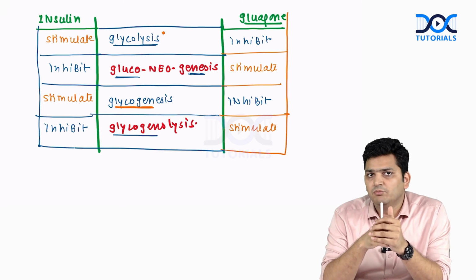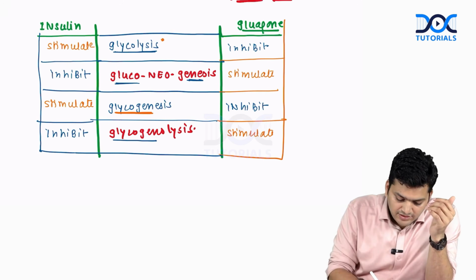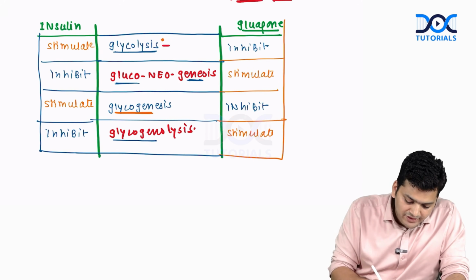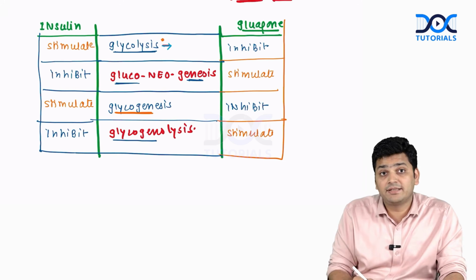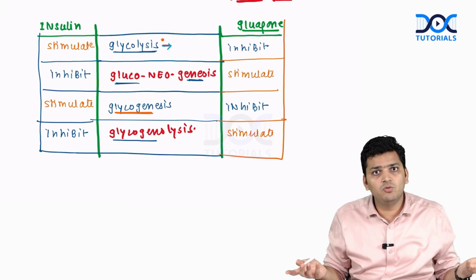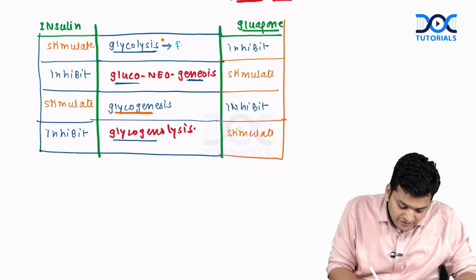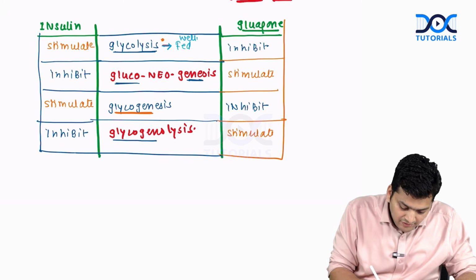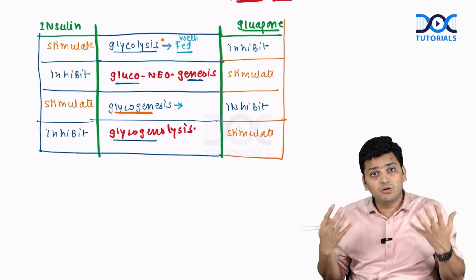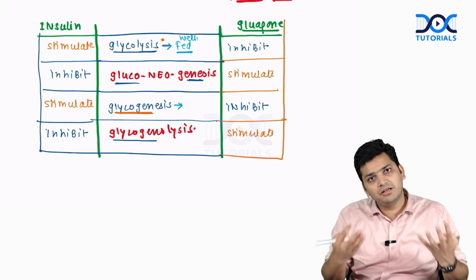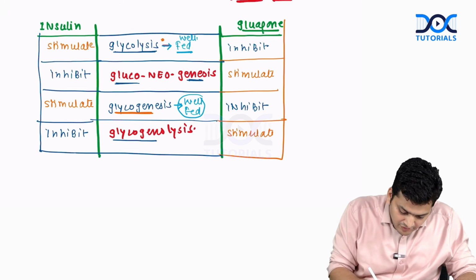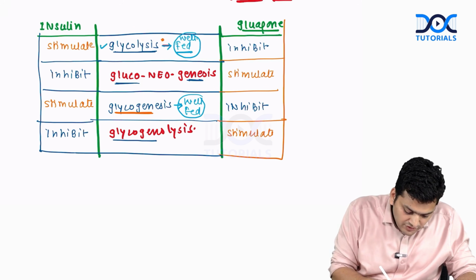Now answer me one more question: in which state do these processes occur? For example, will glycolysis occur in the well-fed state or the fasting state? Glycolysis is the breakdown of glucose. When will you break down glucose? When you have more glucose. So it occurs in the well-fed state. Glycogenesis, you are making more glycogen. When will you make glycogen? When you have extra glucose, meaning in the well-fed state. So in the well-fed state, these 2 processes occur more.